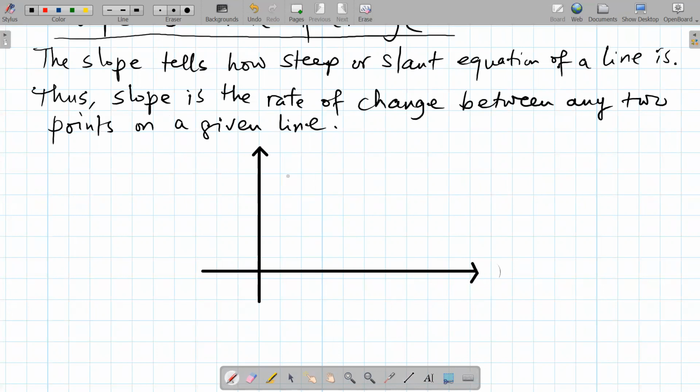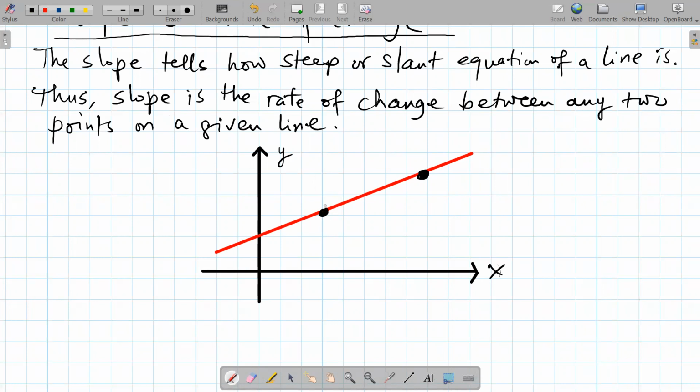Okay, and this is your y, this is my x, and let's say that this is my line. Somewhere there is the line, and I'm assuming that there are these 2 points on the line.